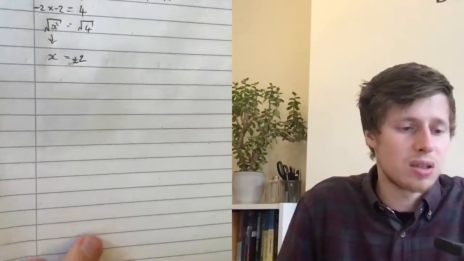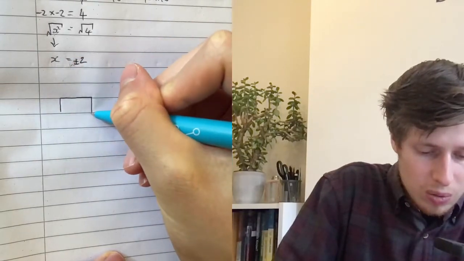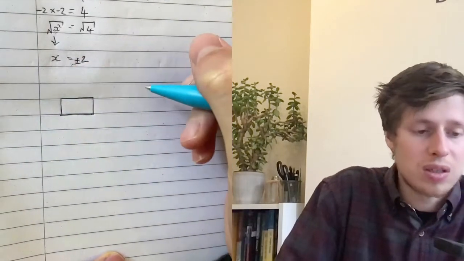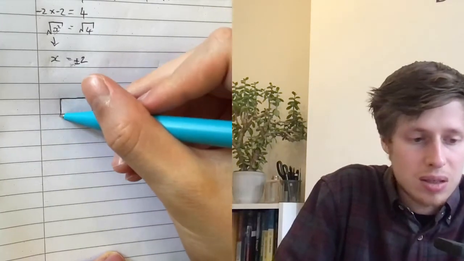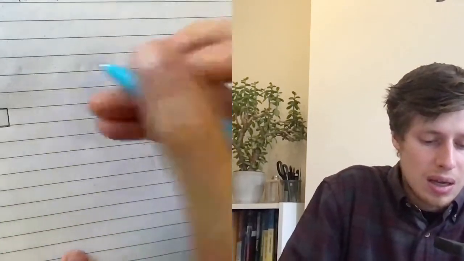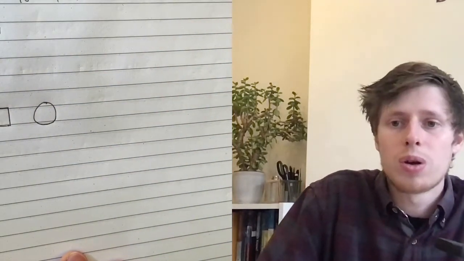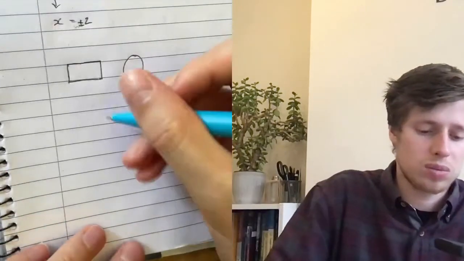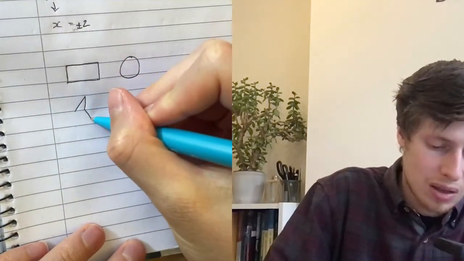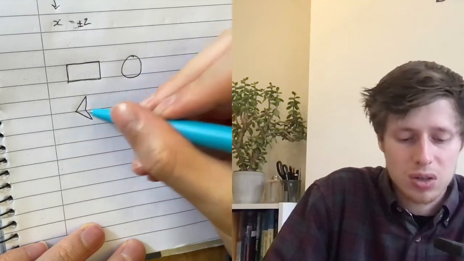So what isn't a regular polygon? Well, first of all, this is a polygon, right? But it's not a regular polygon because these sides are not the same. Now, what about this shape? This is a circle. Now, this isn't a polygon because it doesn't have straight sides. We can have other shapes like this. Okay, that's called an arrow. That is a polygon. It has straight sides.